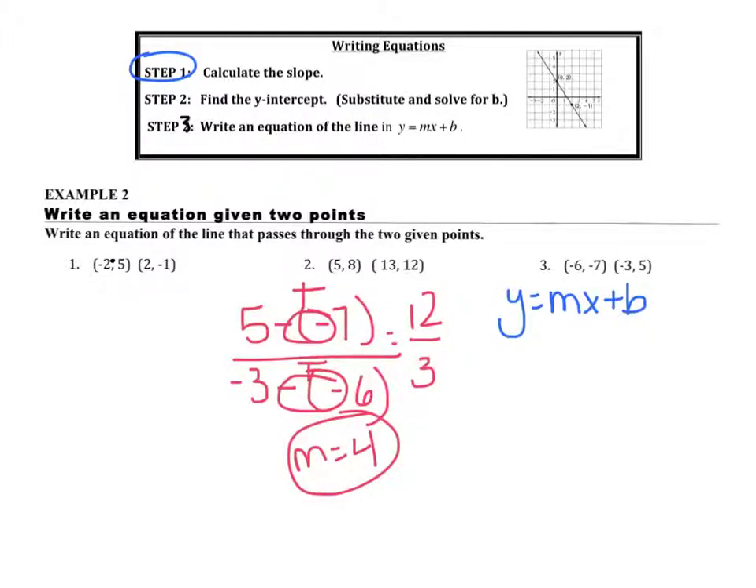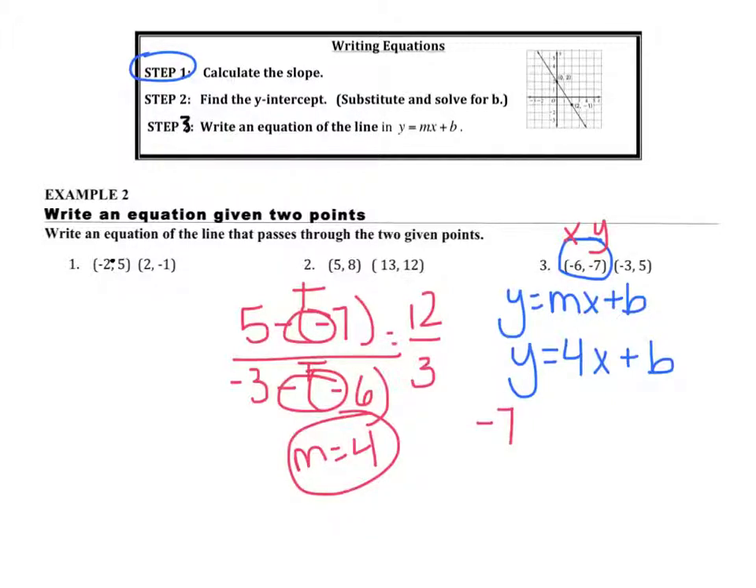All right, so I've got a slope of 4. Now remember, with each of these steps, we need to plug in our parts. So I've got y is equal to 4x plus b. Now that I've got that, I need to come back and pick a point. It does not matter which point. I'll take that point right there. I've got my x and my y, and the equation is going to be the same.